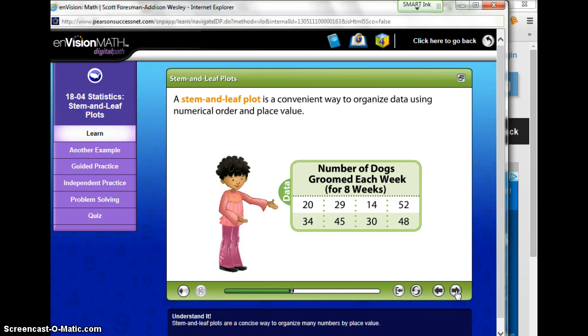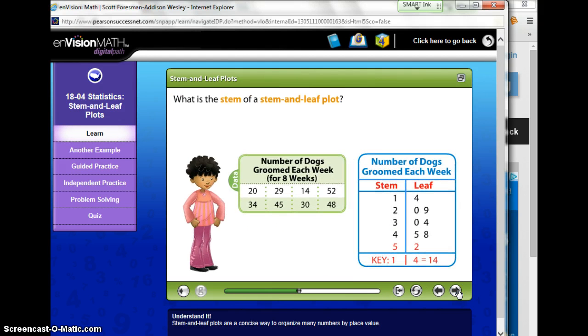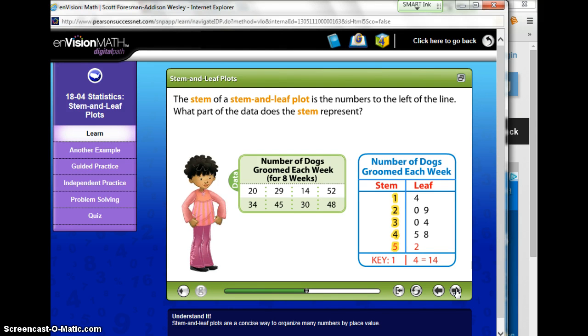A stem and leaf plot is a convenient way to organize data using numbers and place value. So everybody needs to understand today what tens are and what ones are. Does everybody understand what tens and ones are? All right, so here we go. We're going to take the numbers from here and put them over into the stem and leaf plot. A stem, right here, are the numbers that represent the tens.